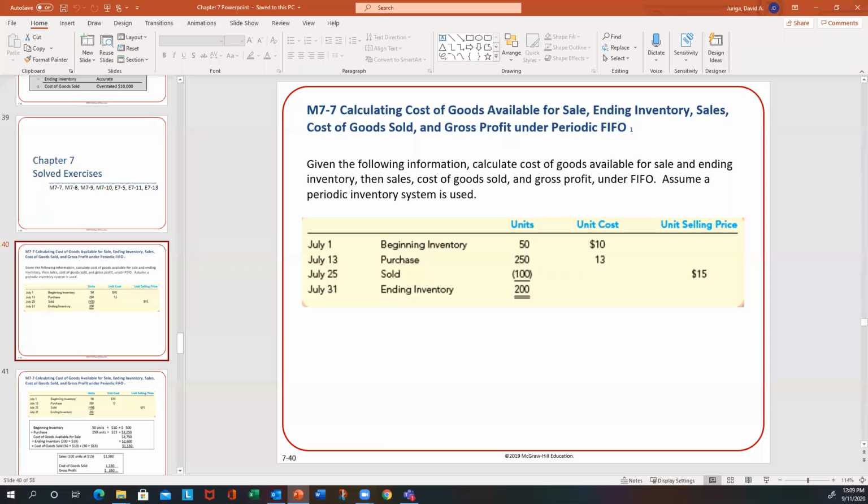So in this particular problem, you'll notice we've got from July 1st to the 31st, they give you beginning inventory, what they purchased, what they sold, and what's left. Notice the beginning inventory cost is 10 bucks, but it did change to 13 on these new purchases, so the prices are changing. And of course, there's going to be your unit selling price.